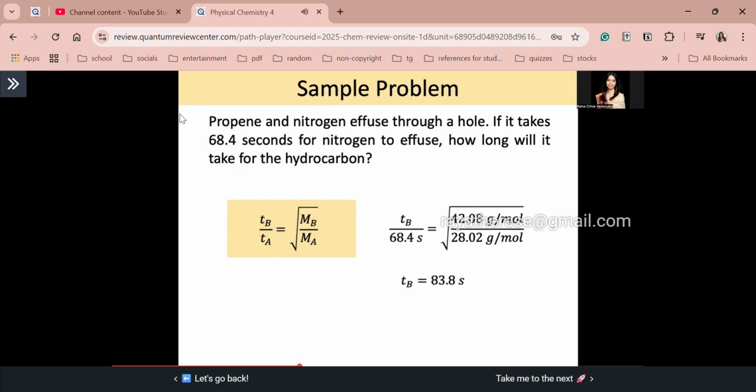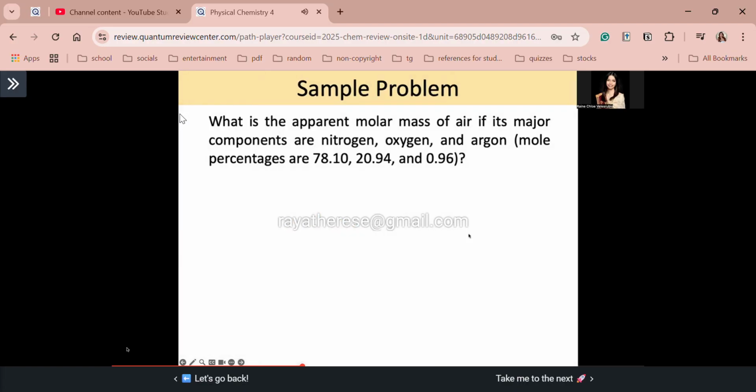So guys, what can we say here? Which one effuses faster? Correct, nitrogen. It takes a shorter time for nitrogen to effuse, only 68.4 seconds, because it is lighter. Meanwhile, it takes a longer time for propene to effuse, 83.8 seconds, because it is heavier. Next, let's answer the sample problem relating to the apparent molar mass concept.